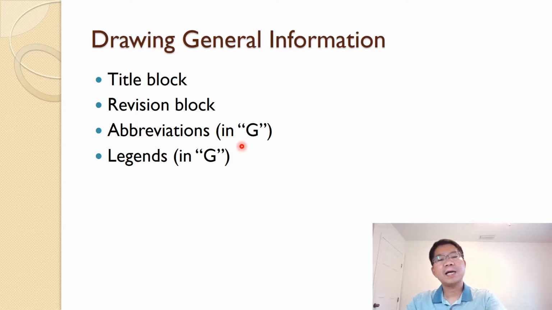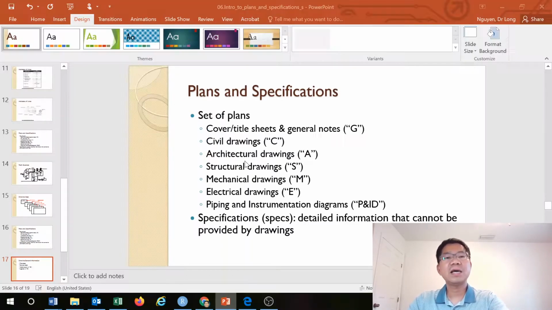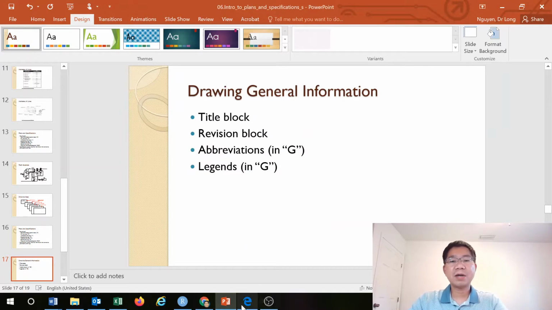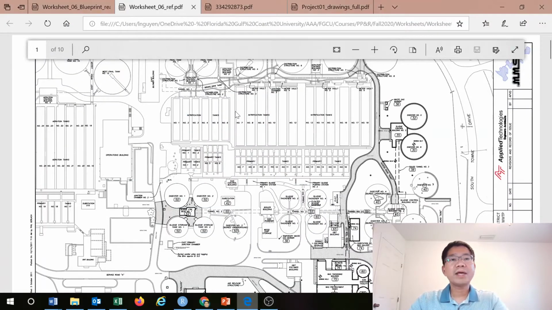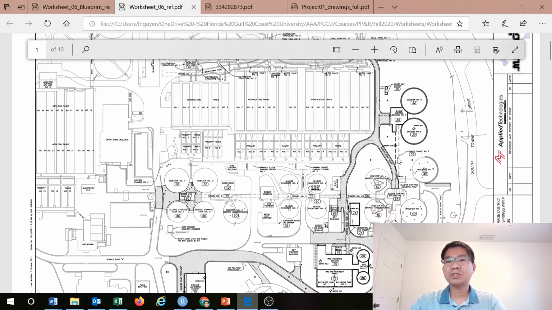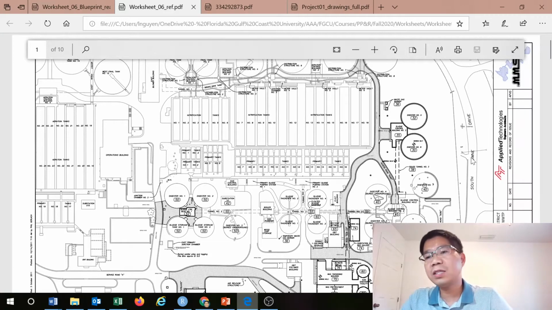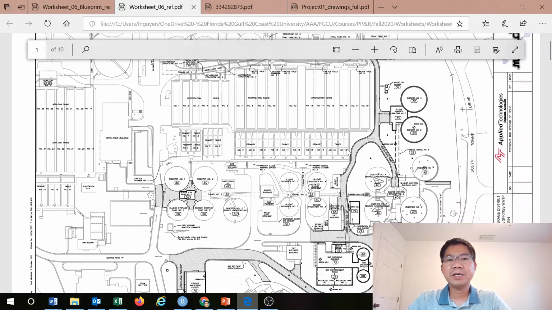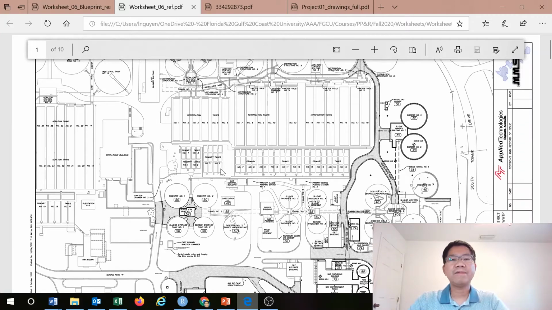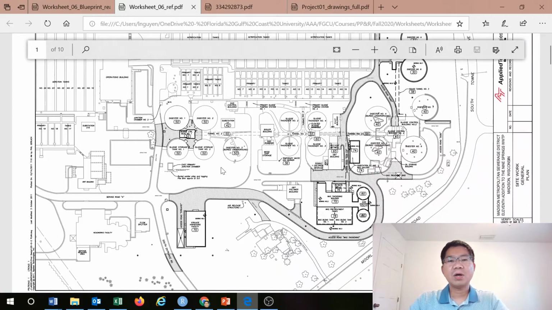So let's go to the drawing and look for all of this that we learned. The reference for today's lesson is worksheet 6, and the real project that I'm going to use is the wastewater treatment plant project located in Madison, Wisconsin. And this is the plan view, again orthographic, of the project.